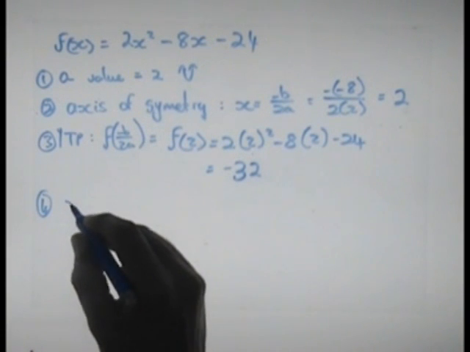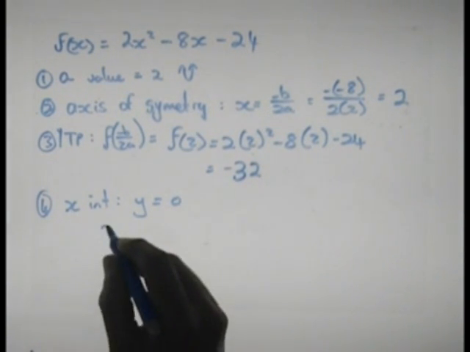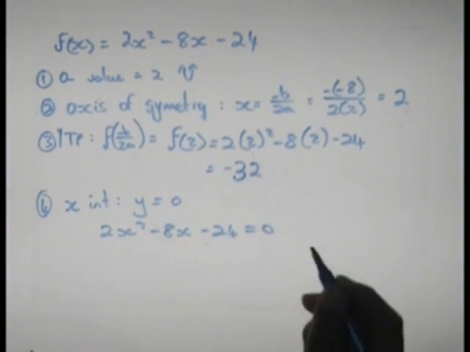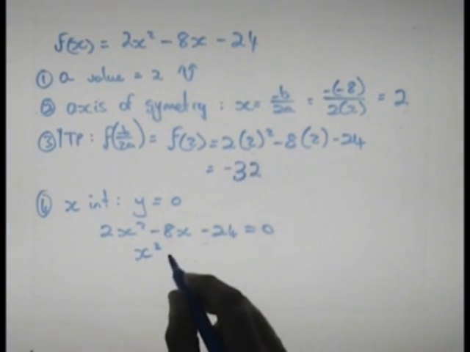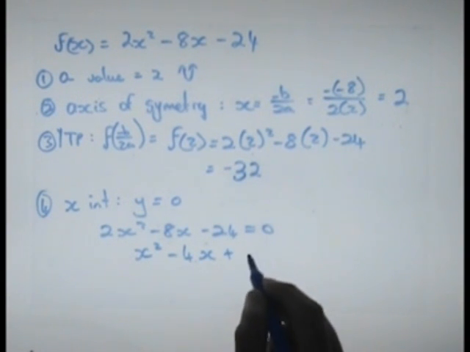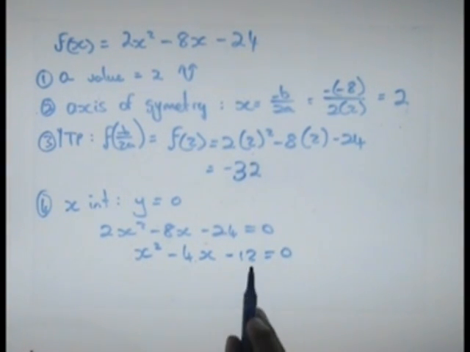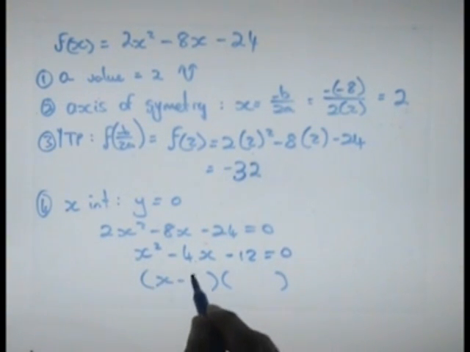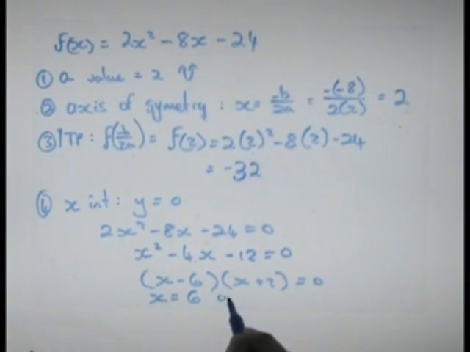Step 4, we look for our x-intercepts. Our x-intercepts, remember, happen when y is equal to 0. That means that 2x squared minus 8x minus 24 is equal to 0. Divide through by a 2, which will leave us with x squared minus 4x minus 12 is equal to 0. Factors of 12 that give us 4 are negative 6, positive 2, x minus 6, x plus 2 is equal to 0. That means that x is equal to 6 or x is equal to negative 2.